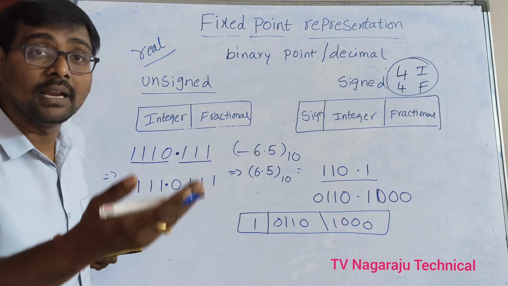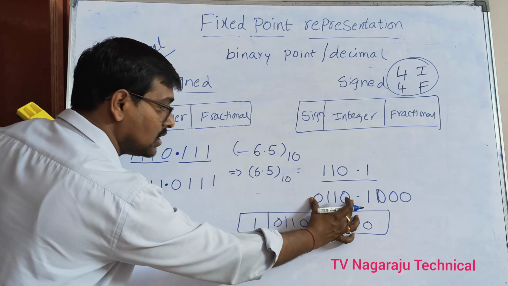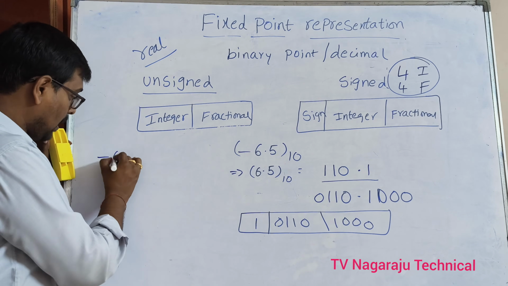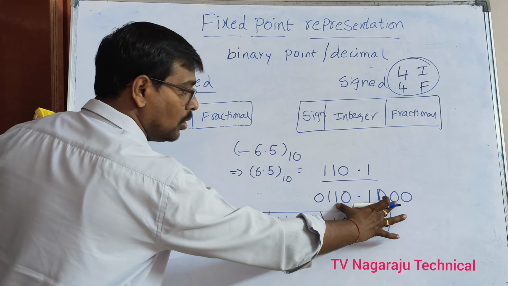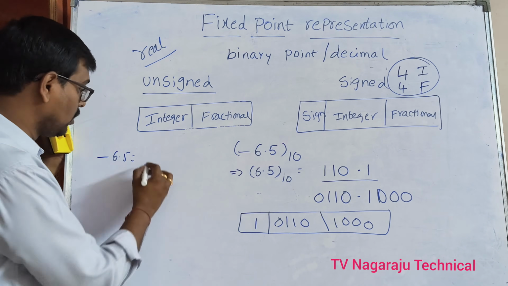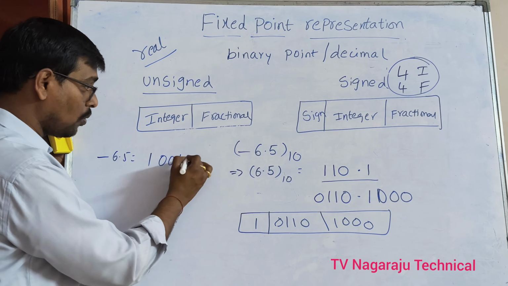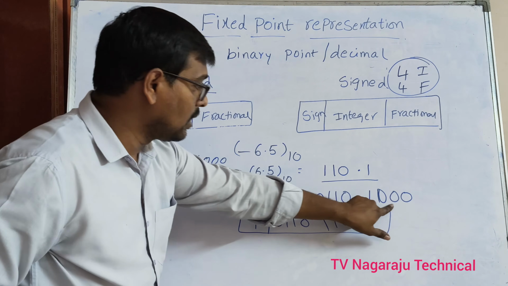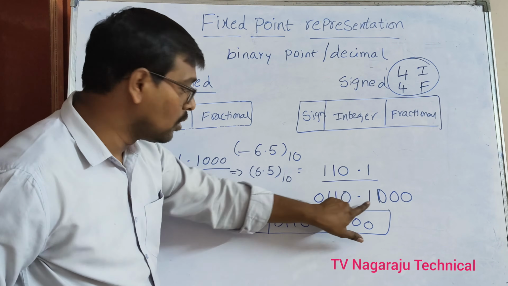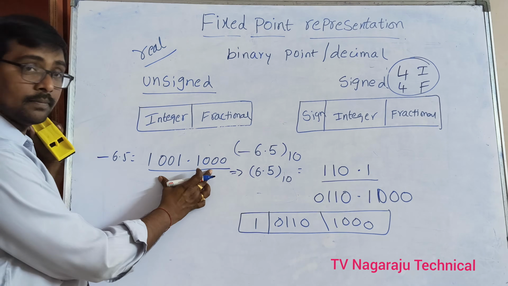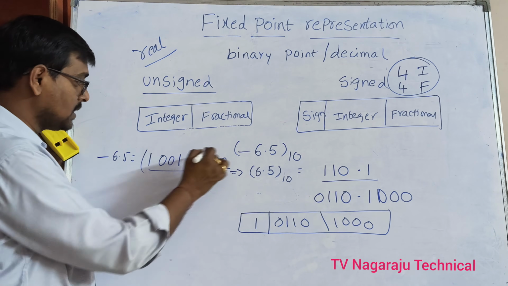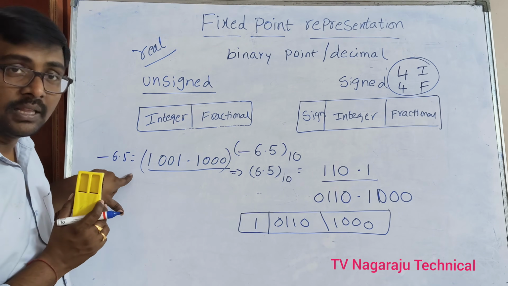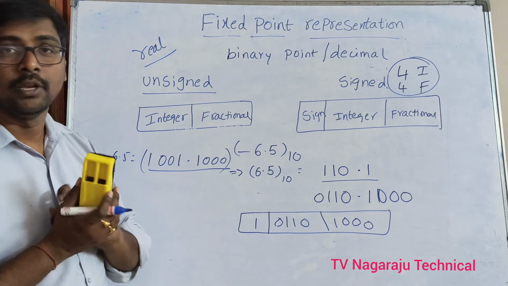If you want to convert this positive into negative, how do we do that? Simply, minus 6.5 is obtained by taking the 2's complement. How do you take the 2's complement? 1, 0, 0, 1, 0.100. I think you know that one. All the trailing zeros and the first 1 are kept as they are, and the remaining bits are converted. This is the minus 6.5 representation. If you are ignoring the sign, you can represent it like this.